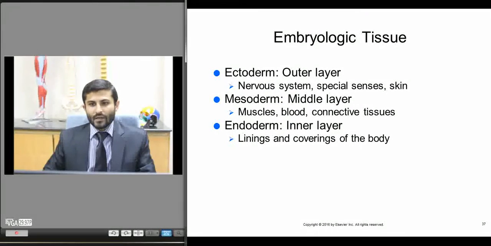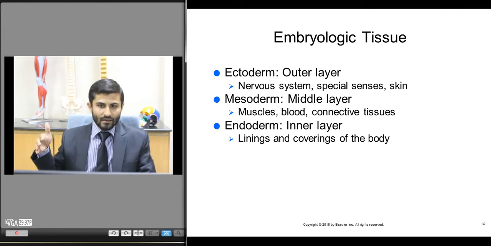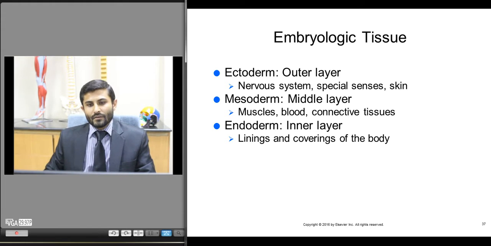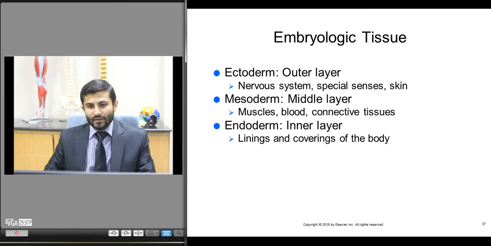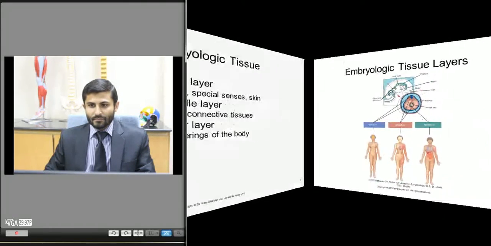Now, talking about the embryological tissues, ectoderm is the outer layer, mesoderm is the middle layer, and endoderm is the inner layer. Ecto is from outside, endo is from inside, and meso is for between. From the outer layer, the nervous system, the special senses, and the skin are formed. From mesoderm, the middle layer, muscles, blood. Blood is a specialized form of connective tissue. Then the connective tissues, and from endoderm, linings and coverings of the body.